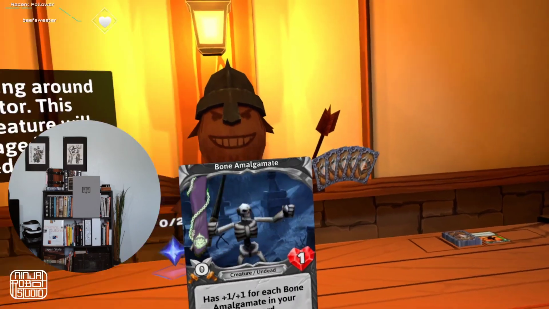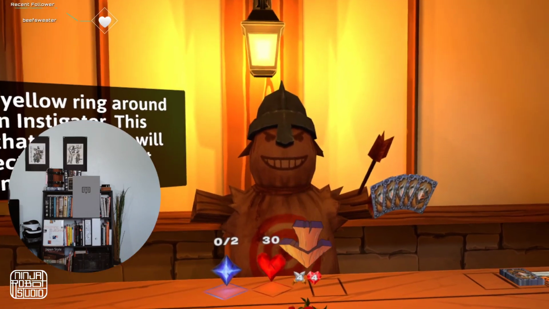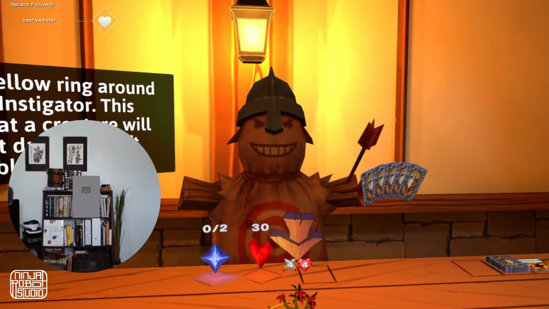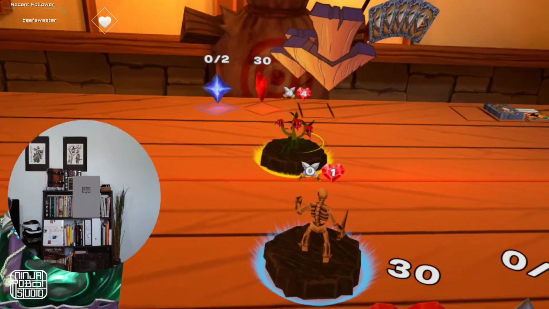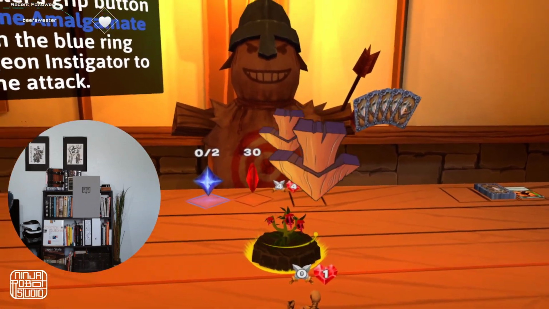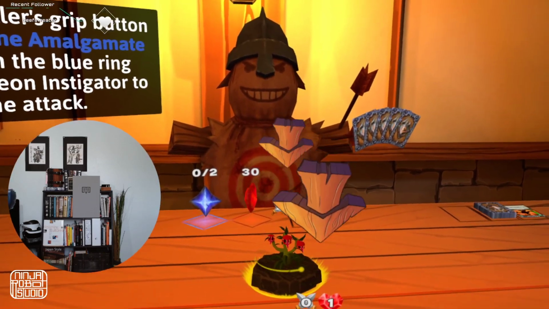Notice the yellow ring around Dungeon Instigator. This indicates that a creature will deal direct damage if left unblocked. Use your controller's grip button to grab your Bone Amalgamate and place it in the blue ring in front of Dungeon Instigator to block the attack.